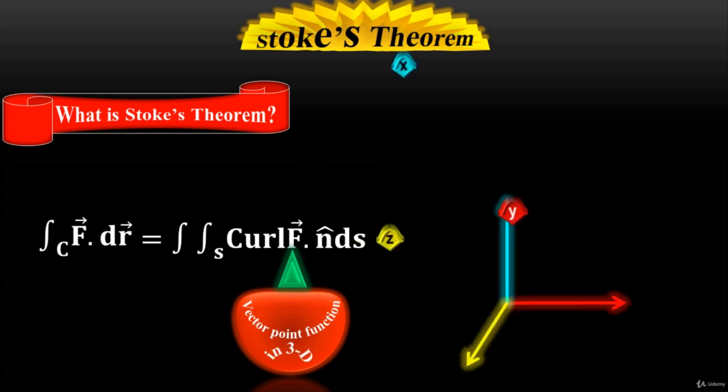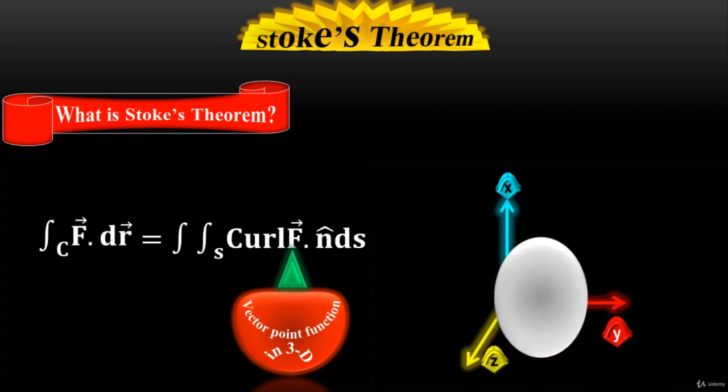Let me take an xyz plane. Let me take an object here. It is in 3 dimensions because it has coordinates in all the 3 xyz axes.